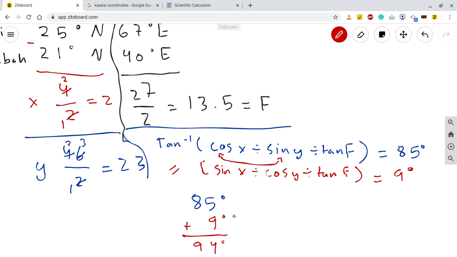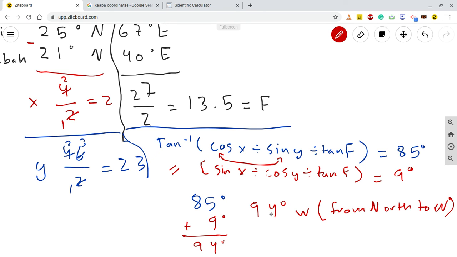And is it 94 degrees west, east, north, south? What is it? So it's 94 degrees west. Okay? And we are coming from north. We are traveling from north to west. Okay? So this is the way.